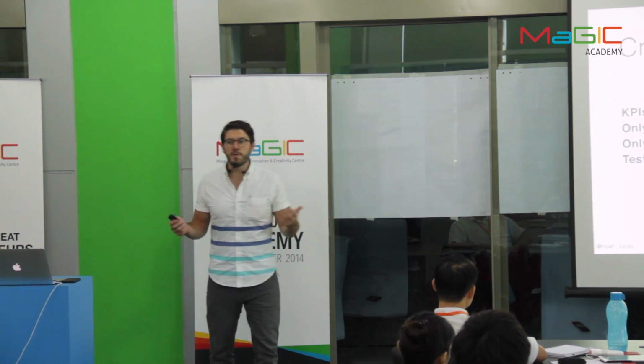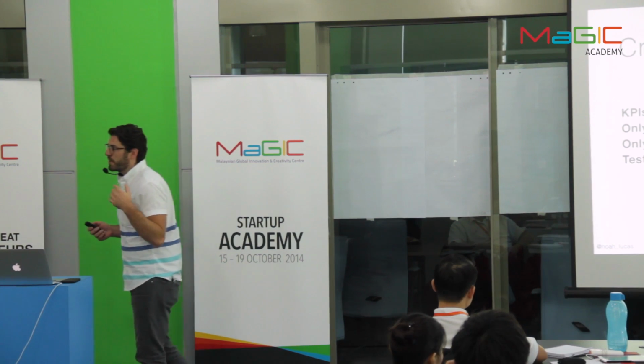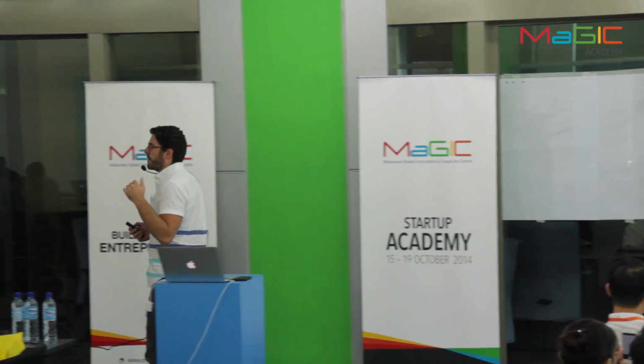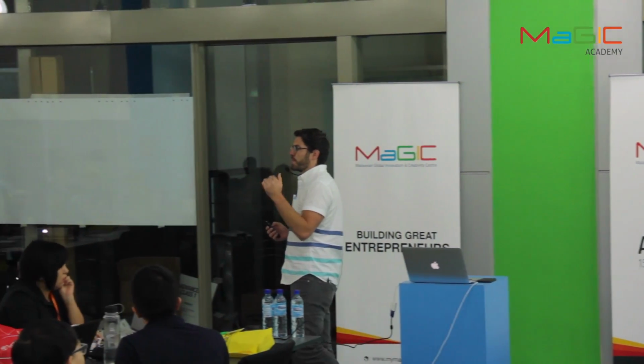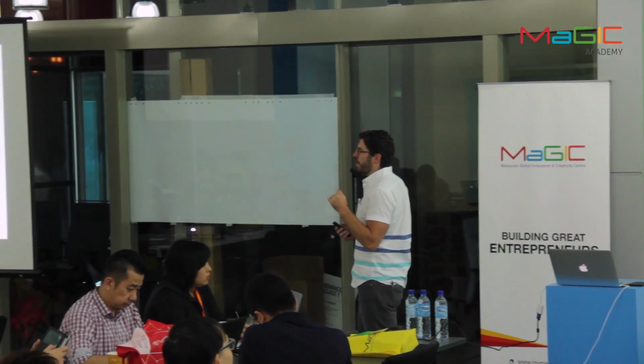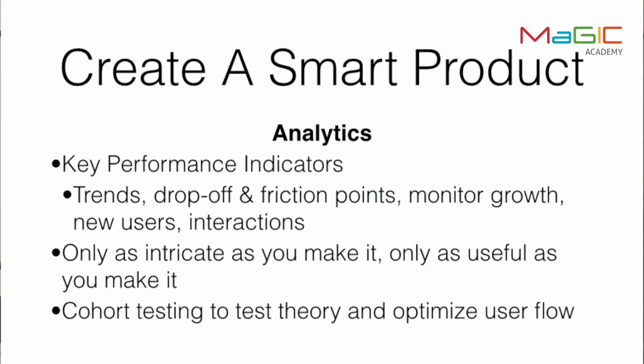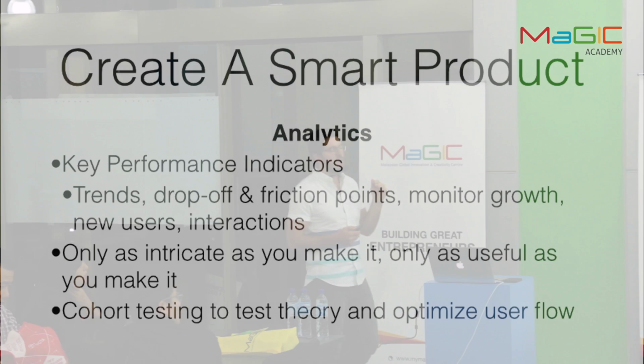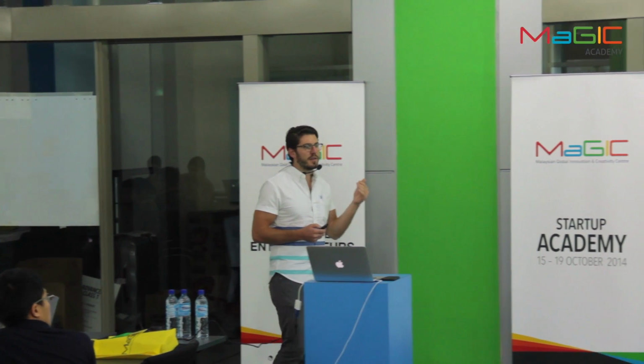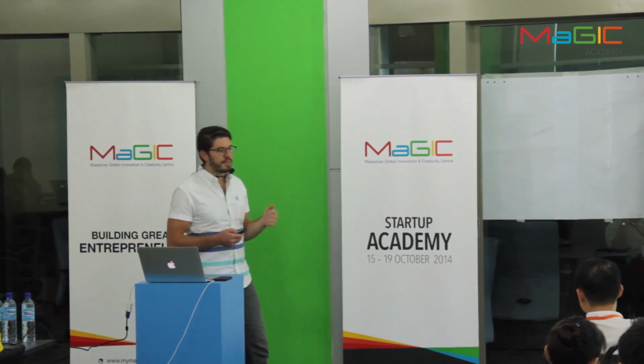Okay, so you want to create a smart product. You want to understand as a product manager that your app needs to do a specific purpose. It needs to do a specific thing and have a specific purpose. And in order to do that, there's key performance indicators, or KPIs. These are the things that are essential to being able to understand if your app or your product is doing what you want it to do.